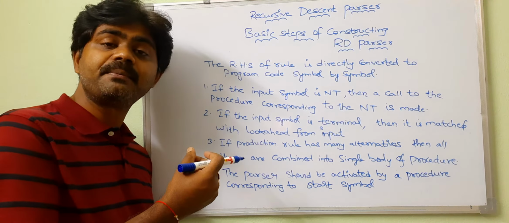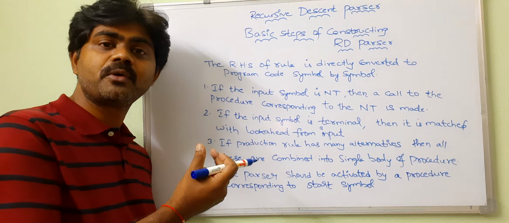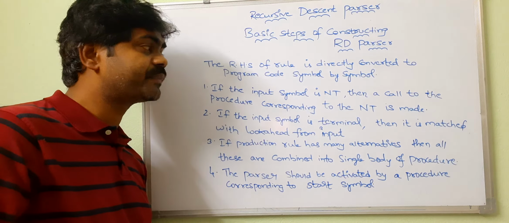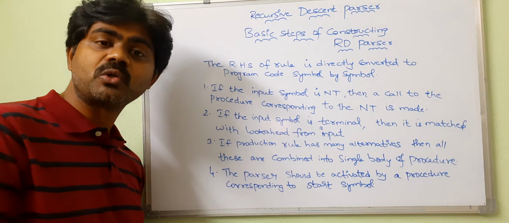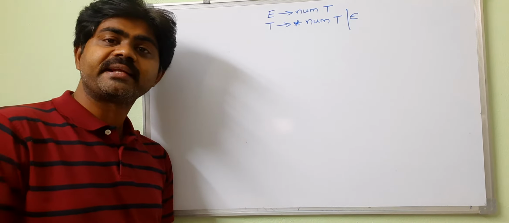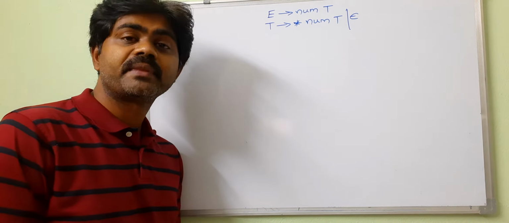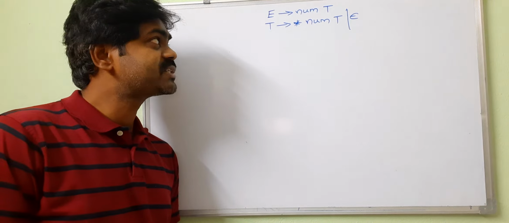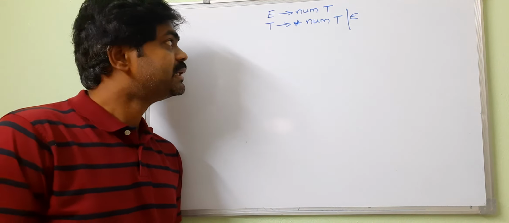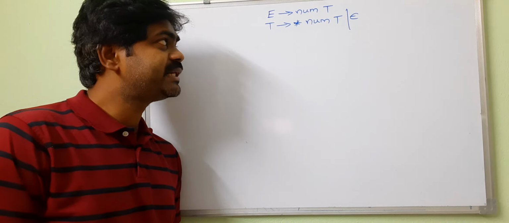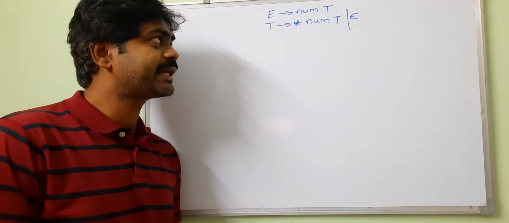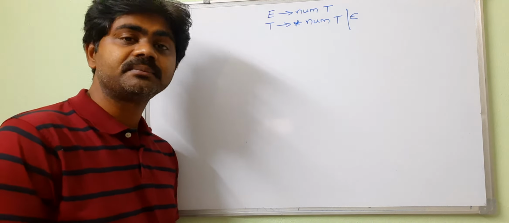Now we will take an example so that you will get a clear idea about the recursive descent parser. I will take a grammar and explain based on these four steps how to solve that problem. So this is our given grammar here. E tends to num T. Num is our terminal and capital T is a non-terminal. And T tends to star num T or epsilon. Here star is a terminal, num is a terminal, capital T is a non-terminal and epsilon is a terminal.